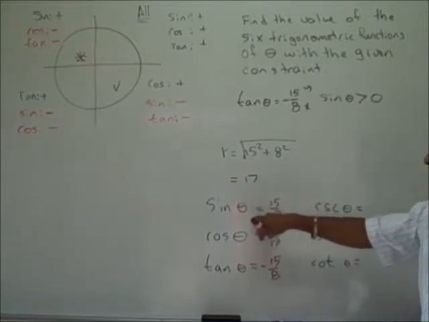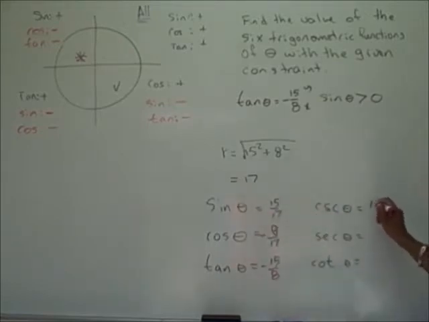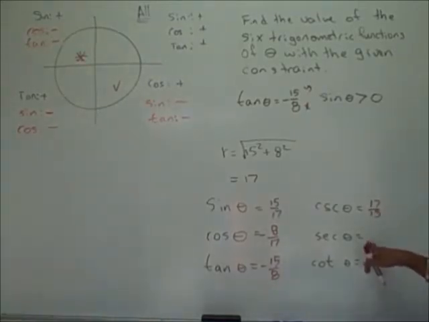Cosecant theta is the inverse of sine theta, so this is simply 17 over 15. Secant is the inverse of cosine, so this is negative 17 over 8. And cotangent is the inverse of tan, so this is negative 8 over 15.